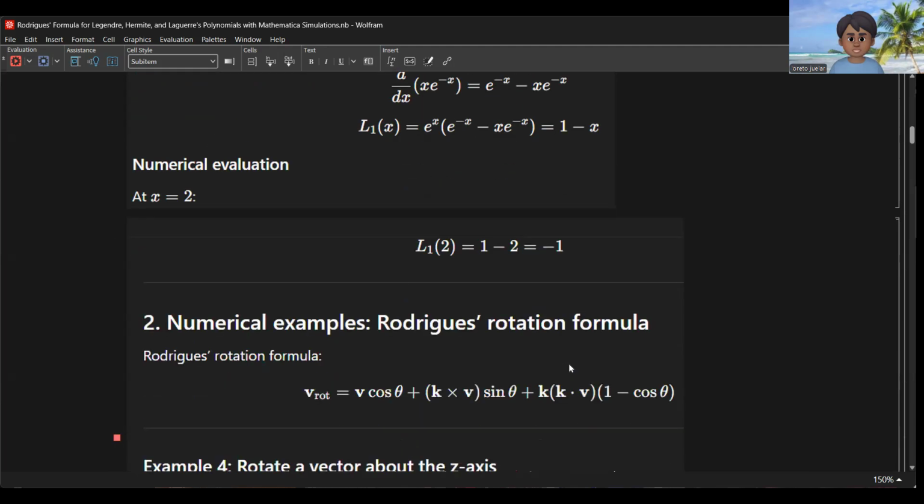So the numerical evaluation here is L1 of 2 is equal to 1 minus 2. Here, x is equal to 2. So 1 minus 2 is equal to negative 1.